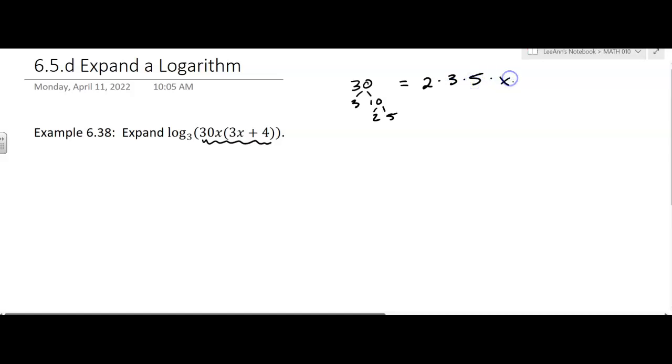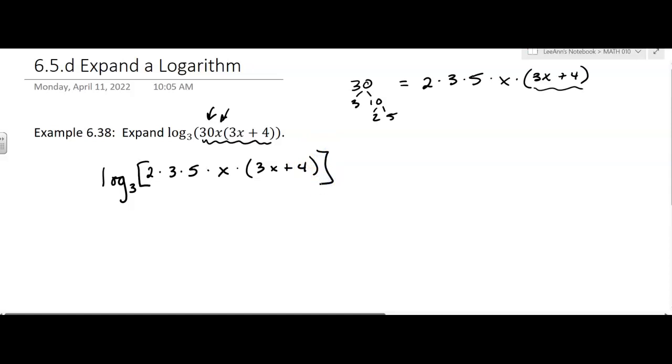You have a factor of x, and then you have a factor of 3x plus 4. Now, that is a binomial, and that's going to have to stay put because of the addition. It won't split into other factors. It doesn't factor anymore. Okay, so I'm going to rewrite this logarithm as log base 3, and I'm going to put in some brackets, but I'm going to write it in terms of these factors that I just found. 2 times 3 times 5, that's the 30. Then I have a factor of x, and then I have a factor of 3x plus 4.